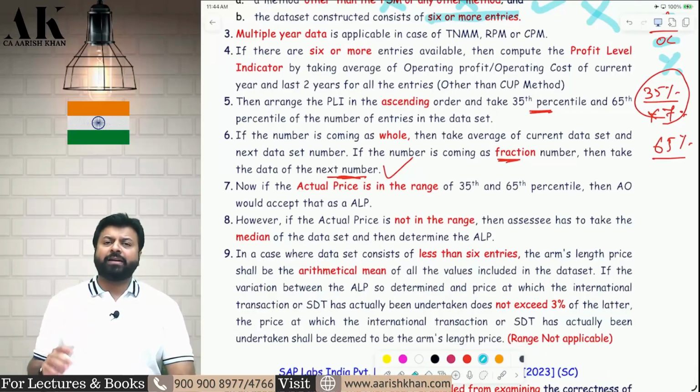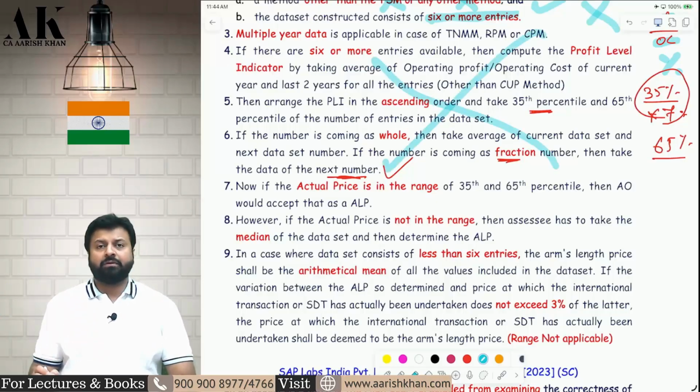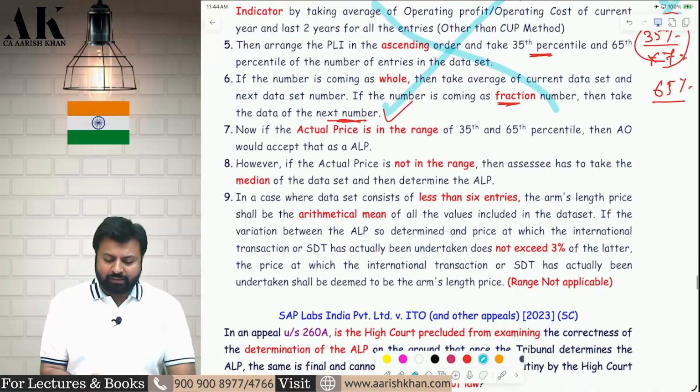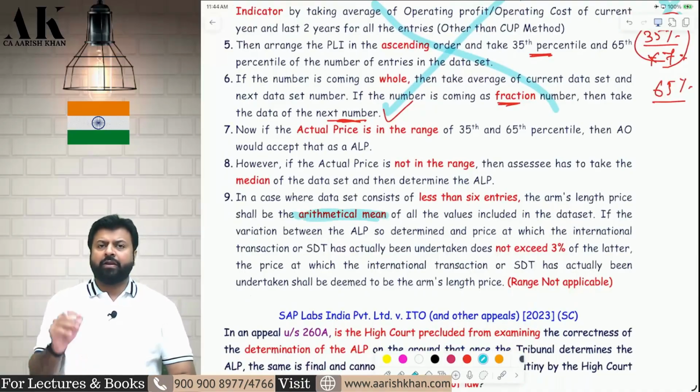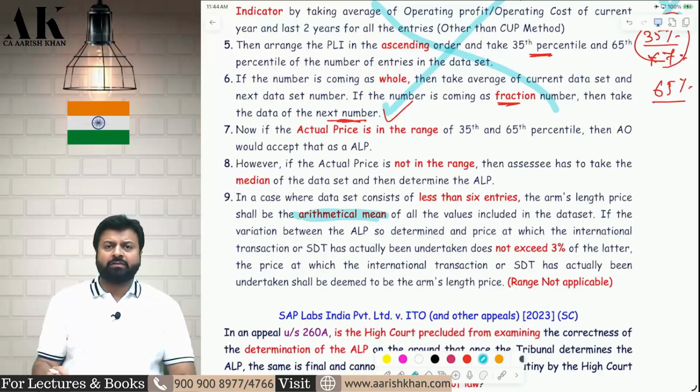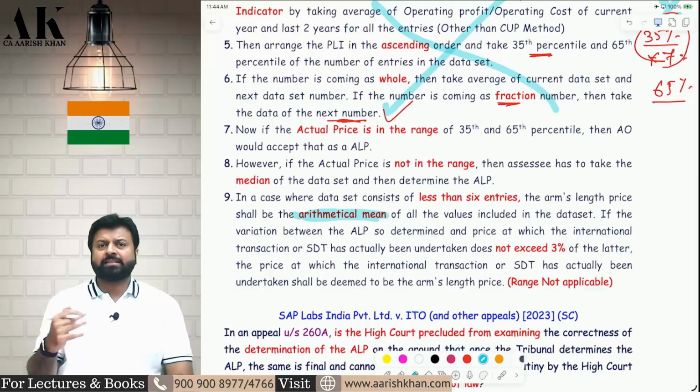Sir, what if the number of items in the industry is less than 6? Then the range concept is not applicable. Then what should we do? You should do only one thing: take the arithmetic mean of all the prices. If you have only 5 prices or 4 prices or 3 prices in the industry, then take the arithmetic mean of the 3 prices, 4 prices, 5 prices. To apply the range concept, you need to have at least 6 companies' data. So if it is less than 6, take the arithmetic mean and then compare with your actual price.